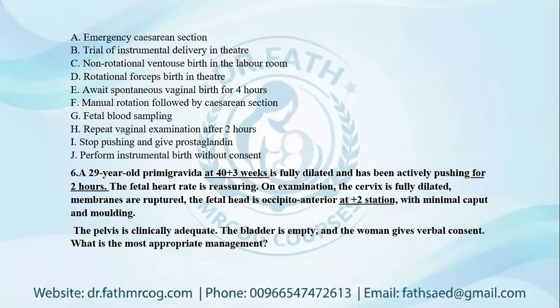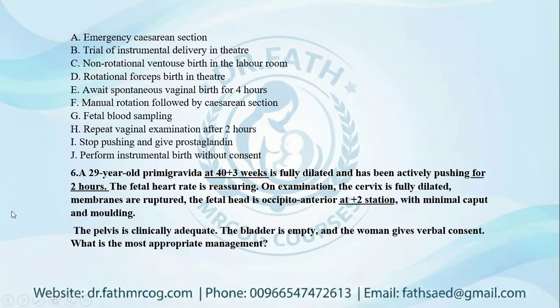Actively pushing for 2 hours. The patient is first a primary gravida, pushing for 2 hours, and fully dilated with ruptured membranes. If the membrane is not ruptured, as we mentioned, we will first do the amniotomy. The fetal head is occipito-anterior, that means a good sign, and the head is +2. And I want to deliver this patient. What will I do?